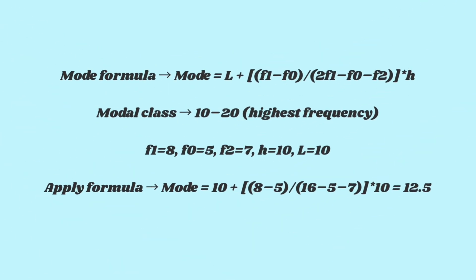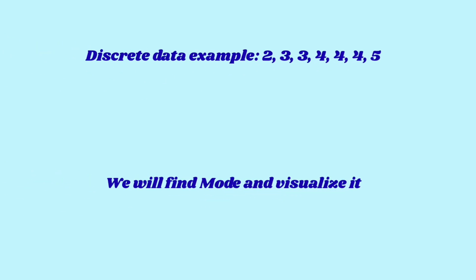Now we have a discrete data example here. We are given a discrete data set: 2, 3, 3, 4, 4, 4, 5.